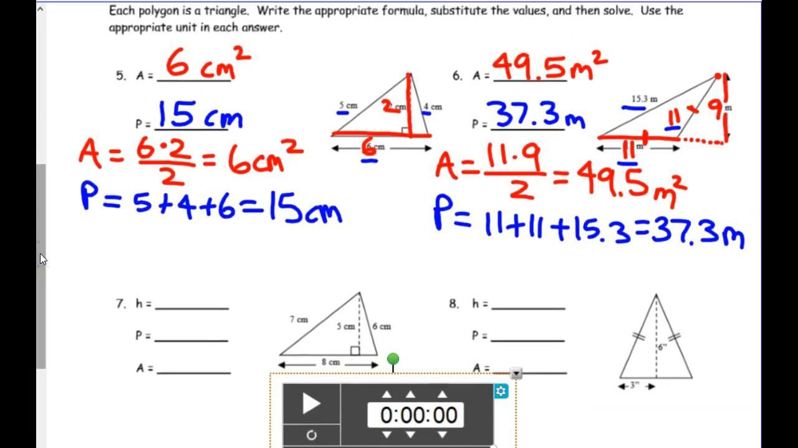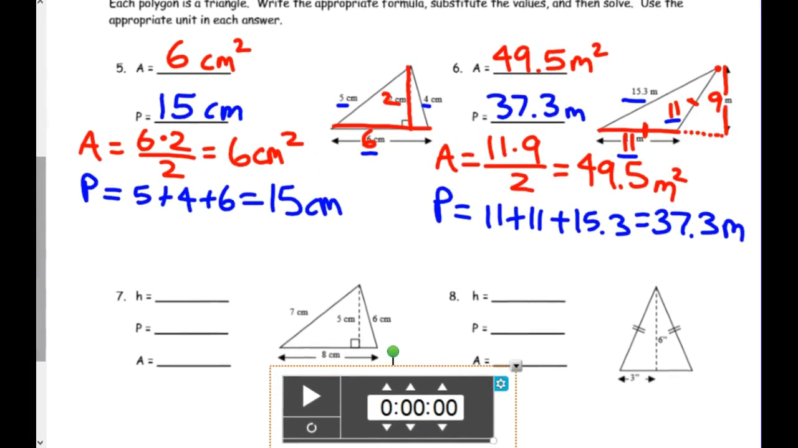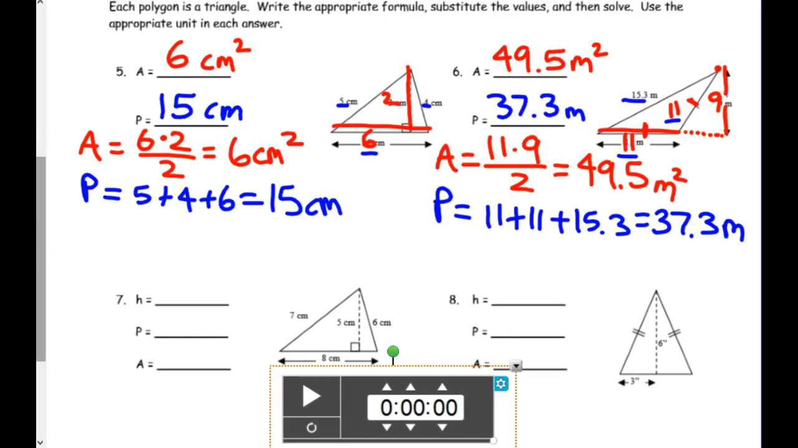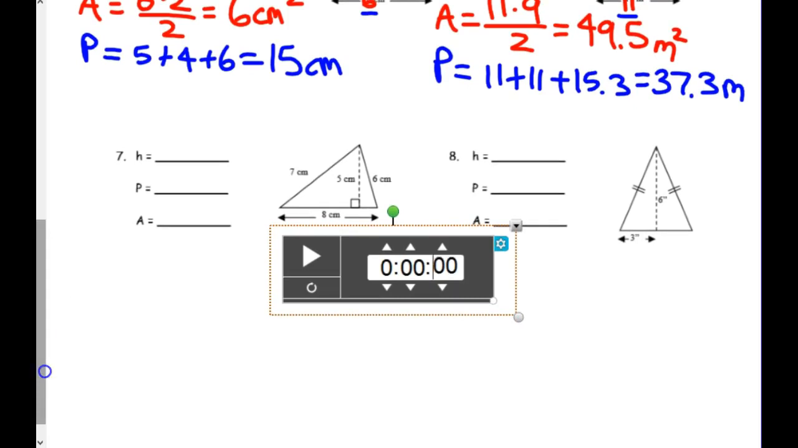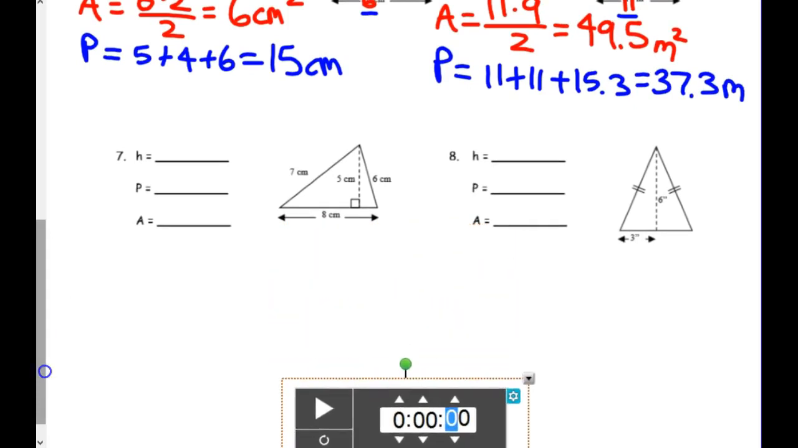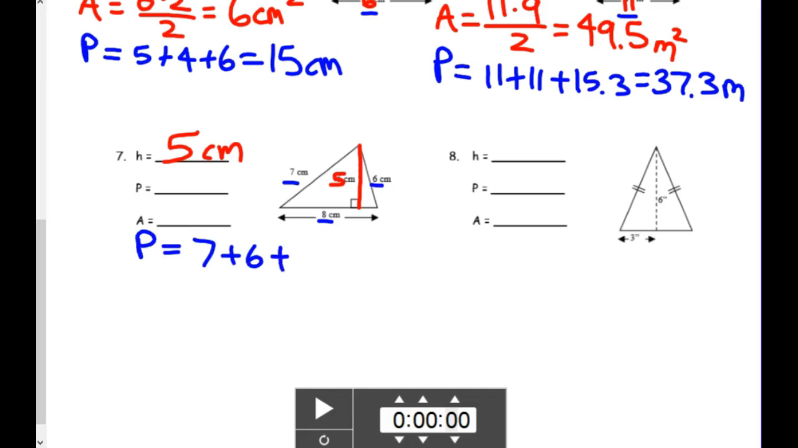What did you get for height? What did you get for height? 5. I hope that was the easiest thing in the world for you because you see it right there from top straight down. You got 5, right? 5 what? Centimeters. And perimeter, well, remember you just add up all 3 sides on the outside. 7 plus 6 plus 8, right? What do we get? 21.